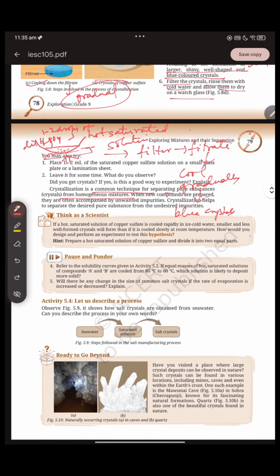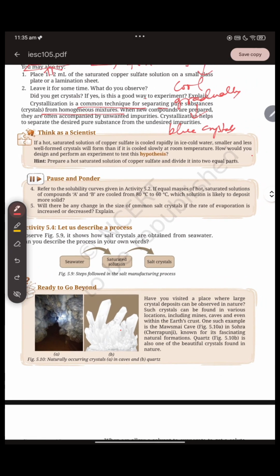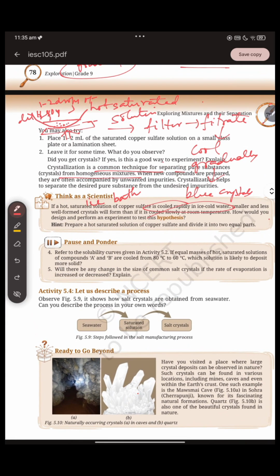Now think as a scientist, because scientists are obtained from schools, from homes, from fields like you people. Okay, so if a hot saturated solution of copper sulfate is cooled rapidly in ice cold water, which is known as an ice bath, suppose you take this petri dish, or you take this watch glass, it is also known as petri dish. Okay, you take it and then you place it in ice.